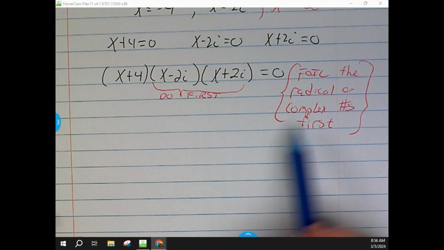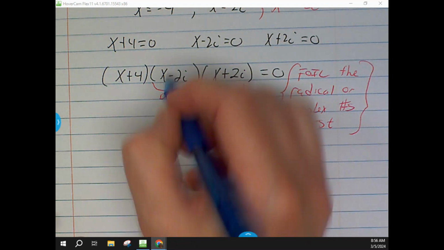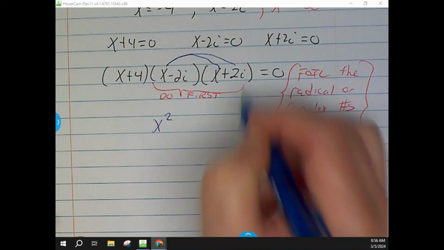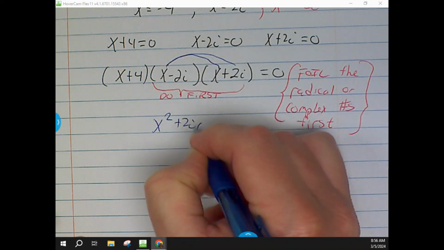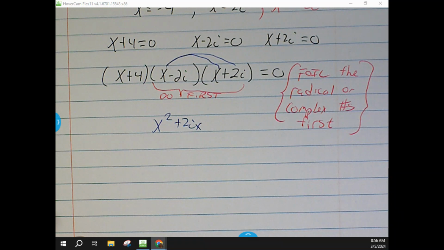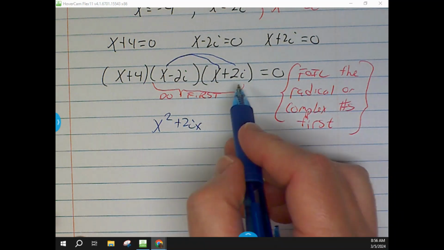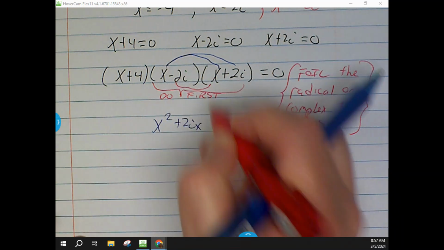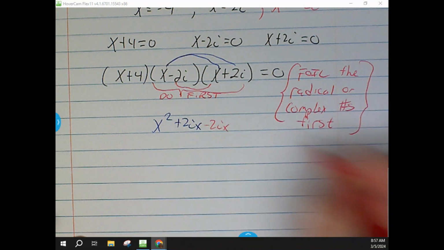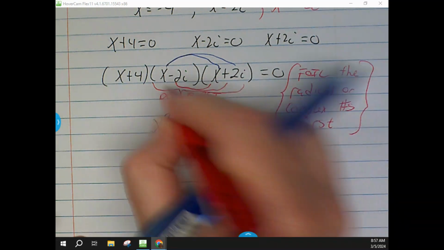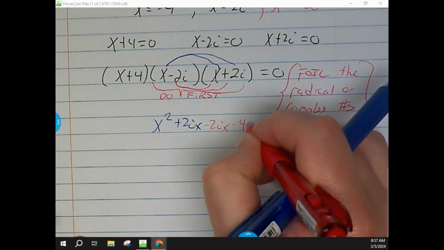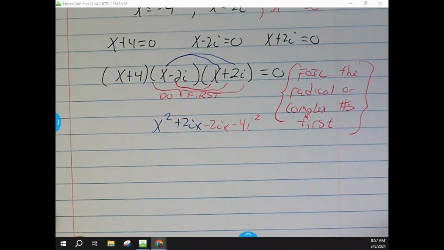Okay, so if we go through and do the full method on this part of it first, we're going to do x times x for x squared. We've got x times 2i, which would be just 2ix. And the order you put those in doesn't really matter, as long as you've got a 2 and an i and an x in there somewhere. When we go underneath here, negative 2i times x, that's a negative 2ix. We get a negative 2 times a 2, that's a negative 4. And remember, if you do i times i, that is i squared.